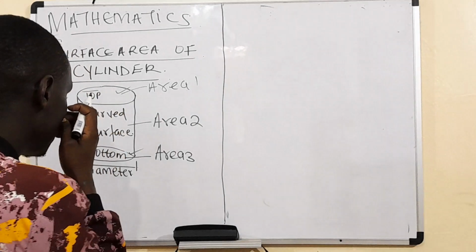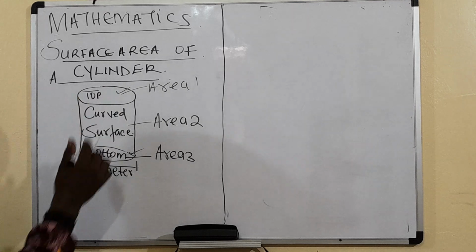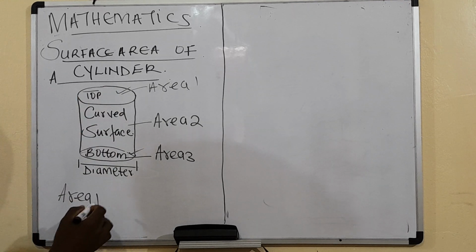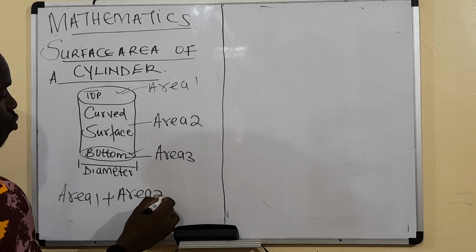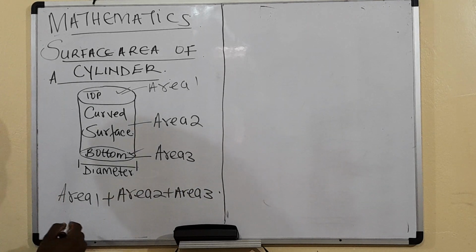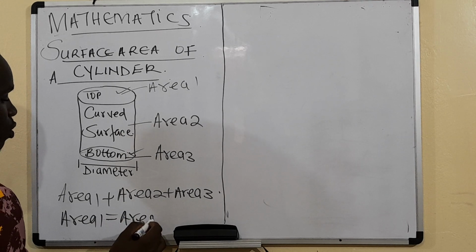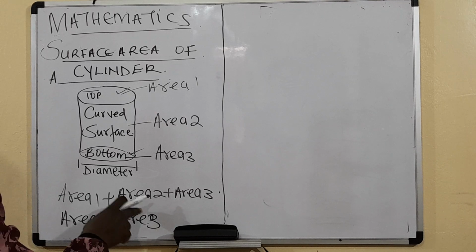So in this case, you're supposed to make sure that you handle the first area where you calculate area 1. When you get area 1, then you add area 2 plus area 3, where we know that area 1 is equal to area 3. Area 1 and area 3 are equal, and then you add to area 2.